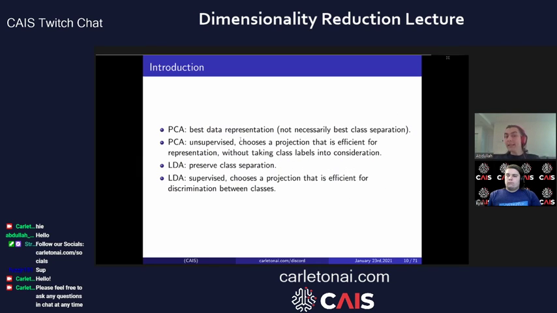So PCA aims to learn the best data representation. However, that might not be the best class separation if your data is made up of multiple classes. And PCA is unsupervised, which means it does not look at the labels of the data. It chooses a projection that is efficient in terms of representation without taking the class labels into consideration. However, LDA aims to preserve the class separation or even improve it. So it's a supervised method that chooses the projection matrix W such that it is efficient for discrimination between classes.